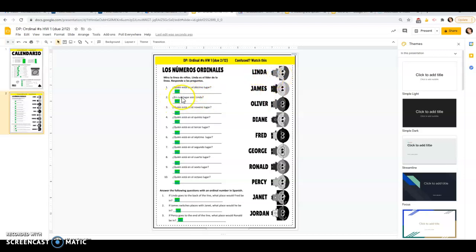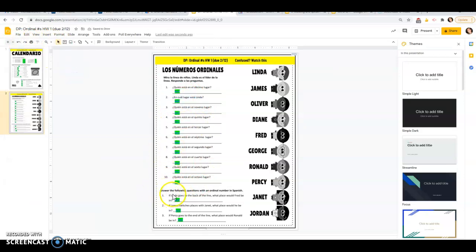For this one, number 2, in what place is Linda? So Linda's the first one, so I'm going to say that she is in the first place. So I'll just write first, which is primero o primera. I'm going to use primero. Then we have this, ¿Quién está en el 9º lugar? So the 9th place, 5th place, 3rd, etc. So go through, figure out what it's asking. Let me erase my freebie answer.